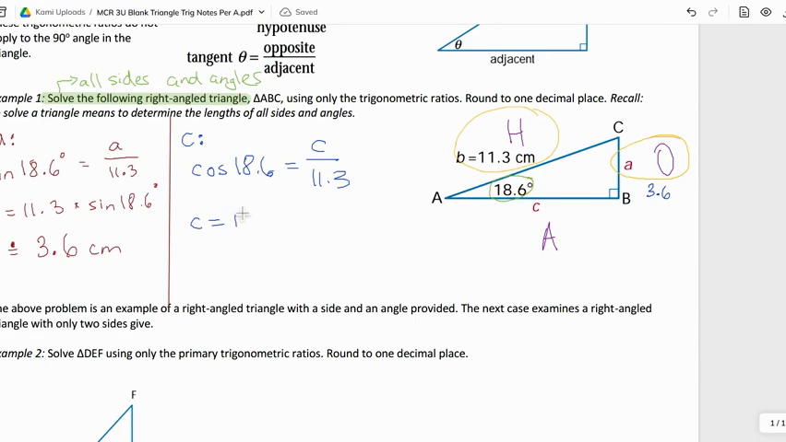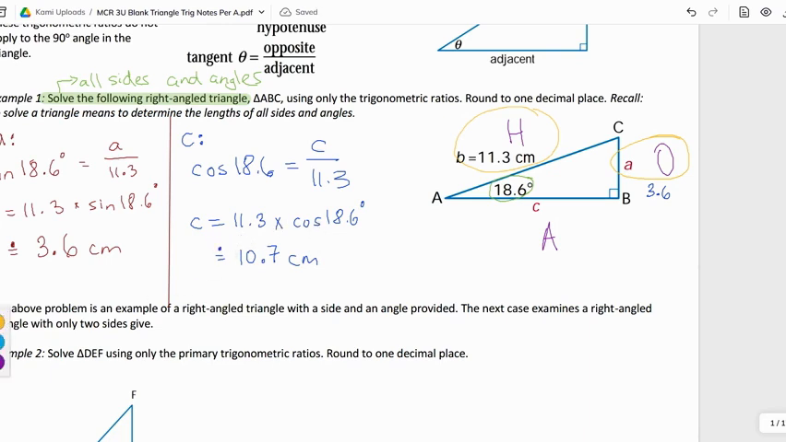I rearrange by multiplying 11.3 by cos 18.6 degrees. What do we get? 10.7 centimeters, approximate or exact? Beautiful.